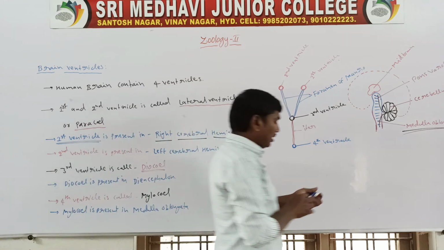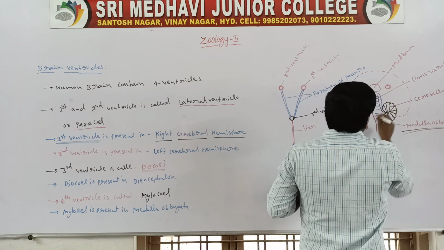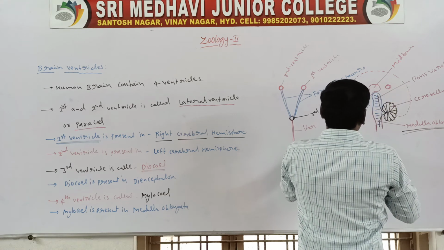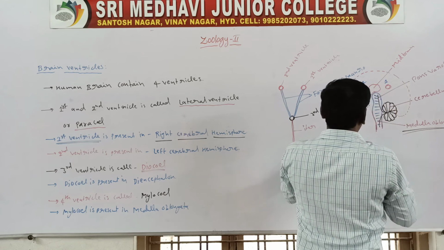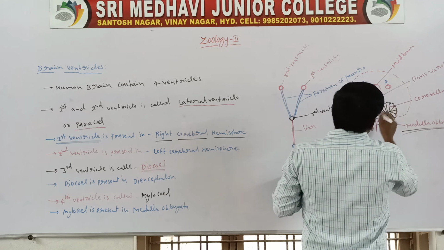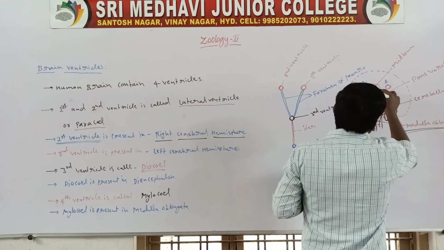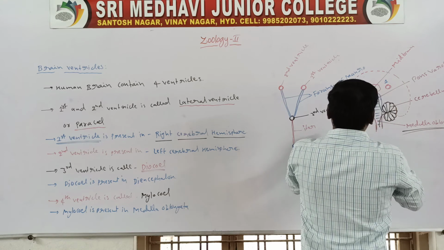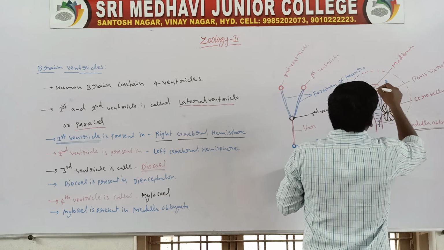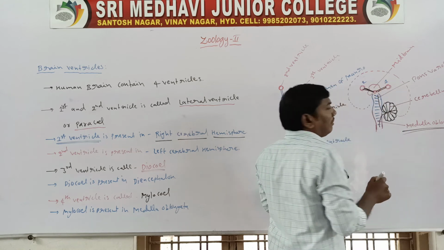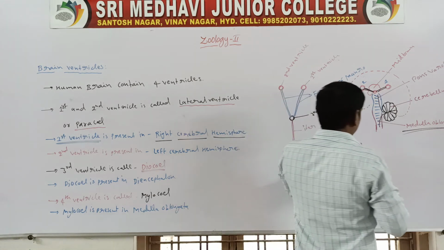So in this diagram, these are the ventricles: the first, the second. Next one, the diencephalon contains the third ventricle. The first and second ventricles connect to it through separate connections. These are called the foramen of Monro.